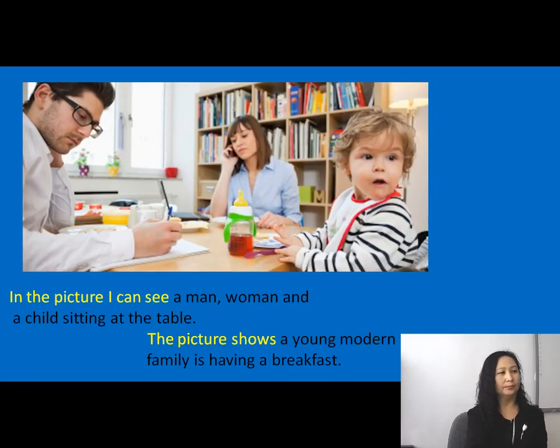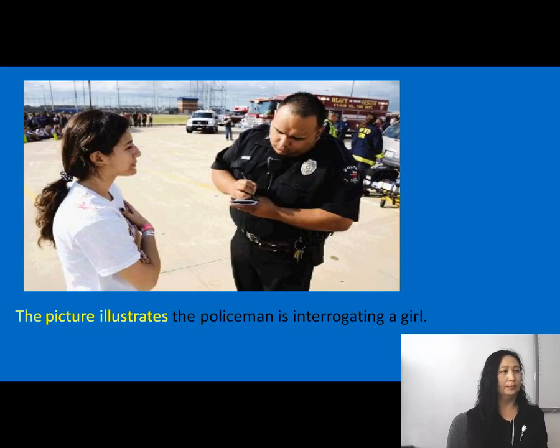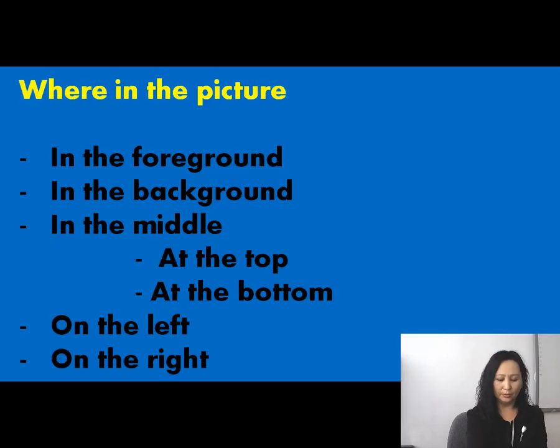For example, in the picture you can see a man, woman, and a child sitting at the table. Or the picture shows a young modern family is having a breakfast. So you see, you can talk just what you see in the picture or what photographer took. Another example. The picture illustrates the policeman is interrogating a girl. So you see at once what is seen in the picture, what is the main content of the picture.